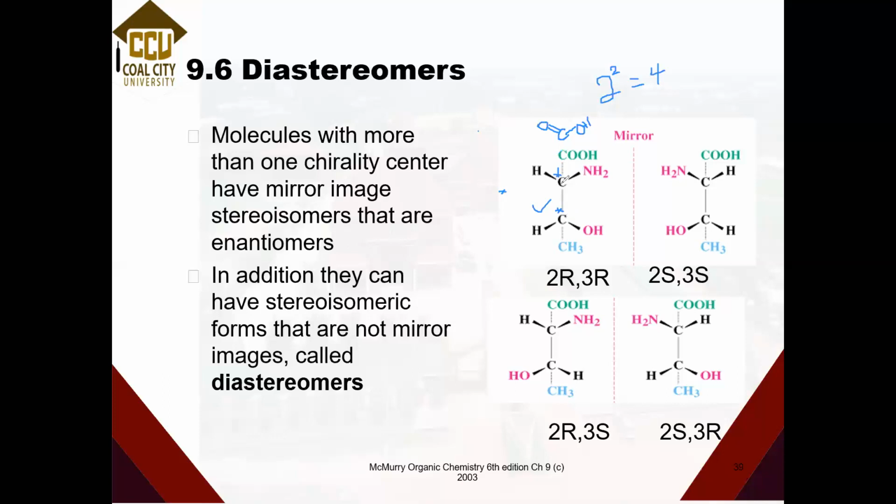The next one is going to be this second carbon. The lowest priority again is still hydrogen. For the highest priority here, this is a carbon, this is a carbon, but this one here is an oxygen, so it is 8. It is a higher priority, so it is going to get priority 1.